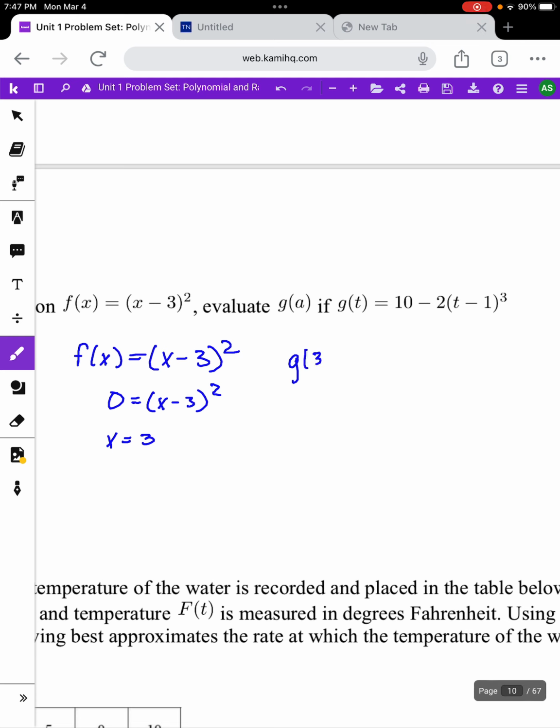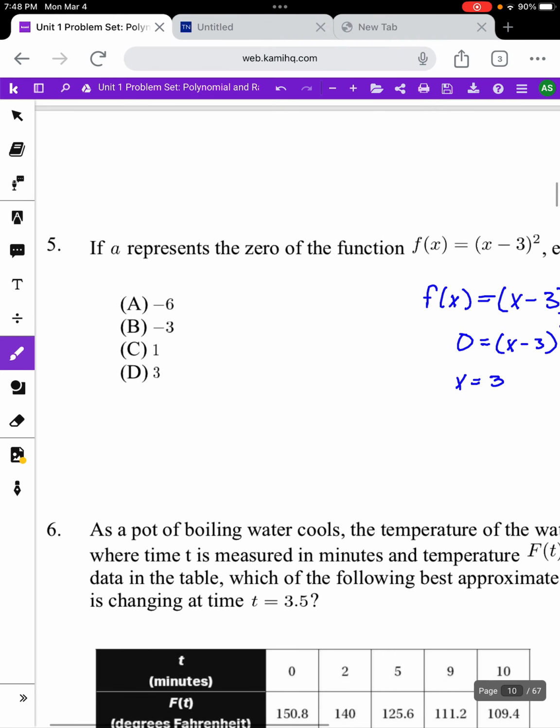Evaluate g of 3, right? G of a, which we now know is 3, if g of t, I think that this must be a typo. I think that this should say a, because we can't just introduce a new t. So g of 3 would equal 10 minus 2, 3 minus 1 to the third. So this would be 10 minus 2 times 2 to the third. 10 minus 2 times 8, 10 minus 16 is negative 6. Is that a choice? Huzzah, it is a choice.